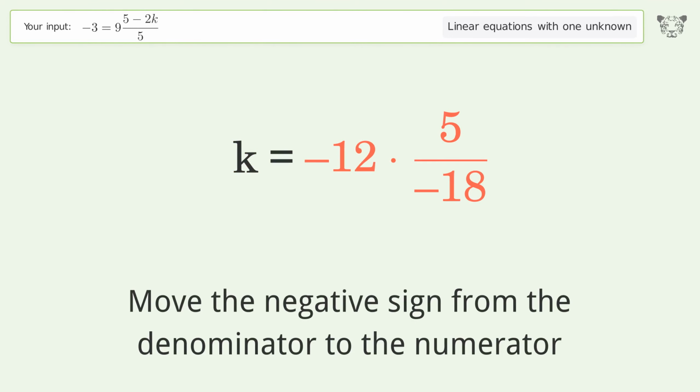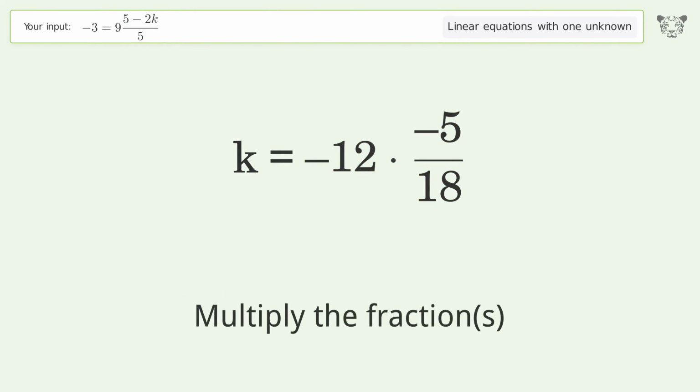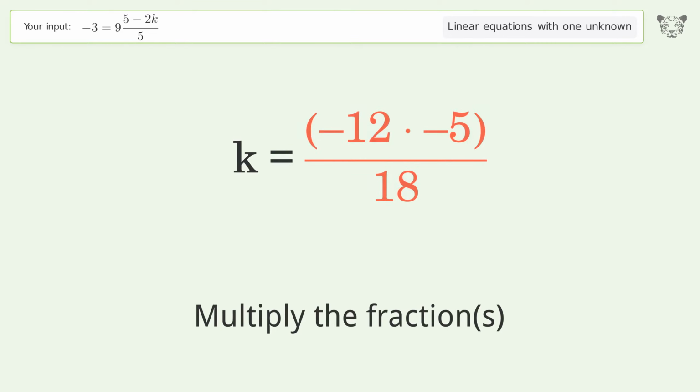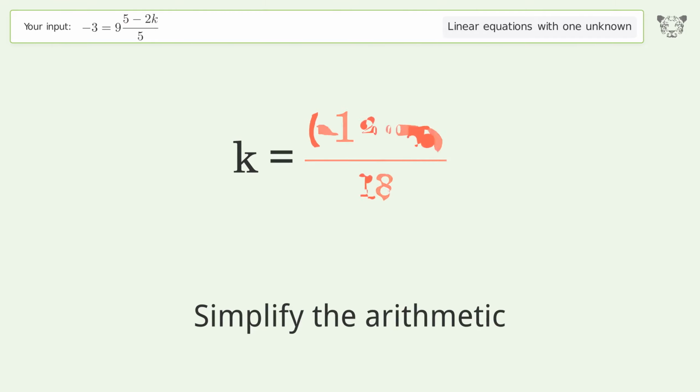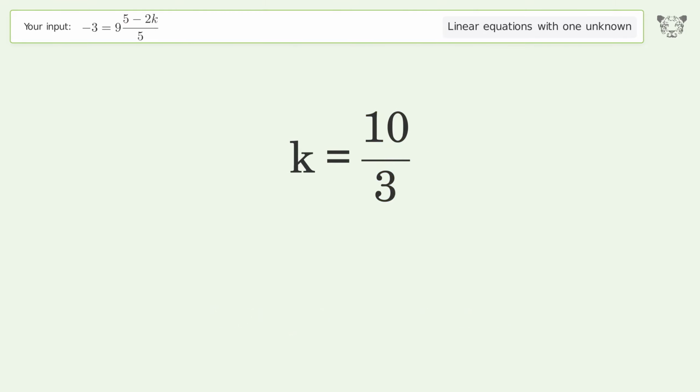Move the negative sign from the denominator to the numerator. Multiply the fractions. Simplify the arithmetic. And so the final result is k equals 10 over 3.